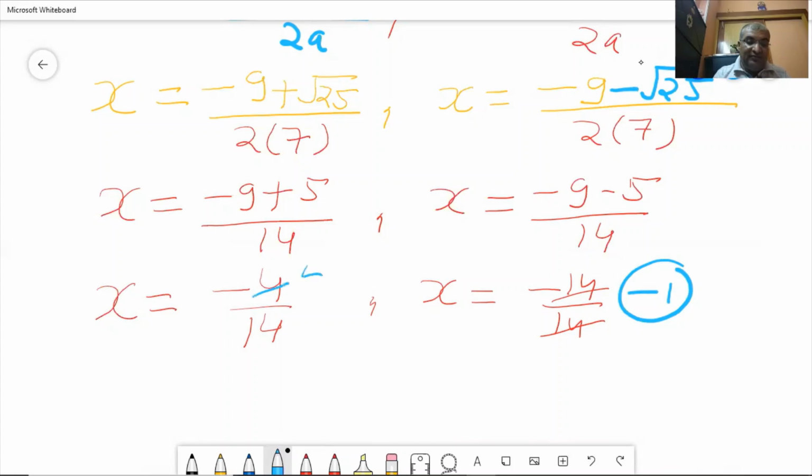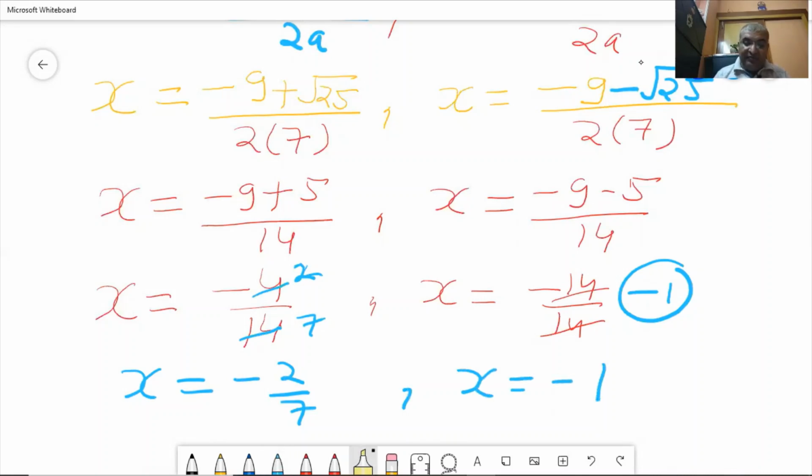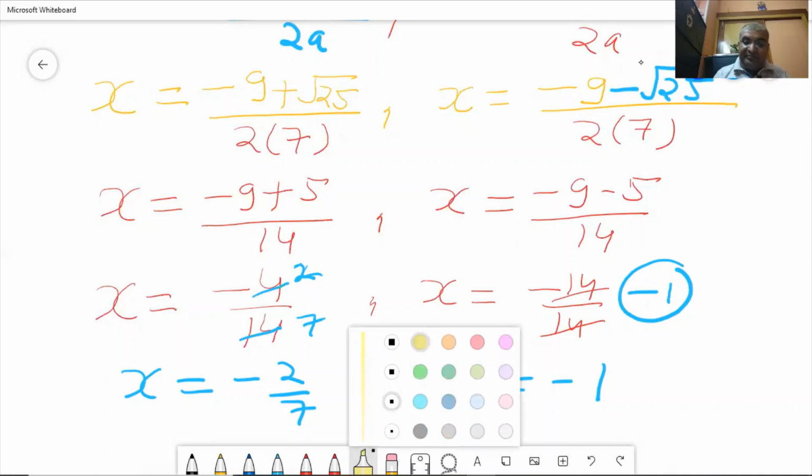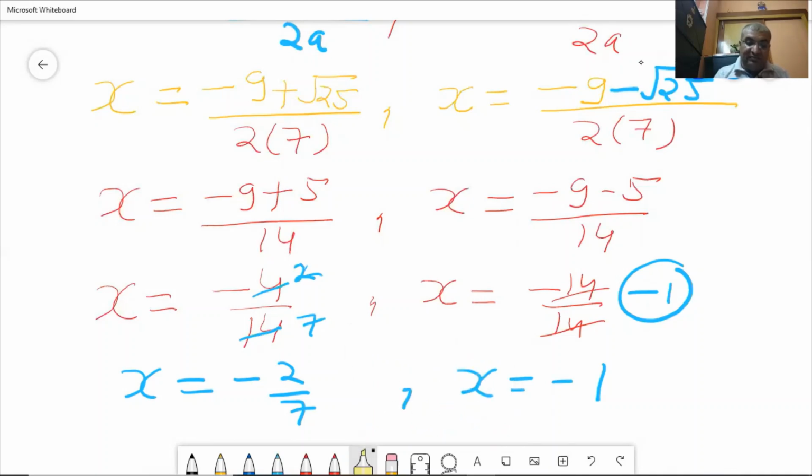And here when I do the cancellation, 2 twos are 4, 2 sevens are 14. So we are at the answer which is minus 2 by 7. And the second answer will be minus 1. So these are the two answers which you should certainly understand. The first one is minus 2 upon 7 and the second one is minus 1. There are two solutions of a quadratic equation. These are also known as roots.